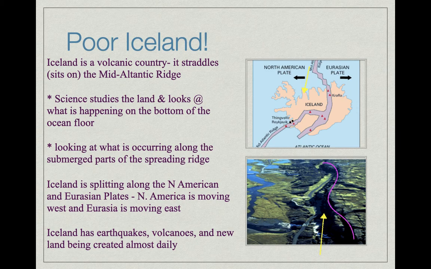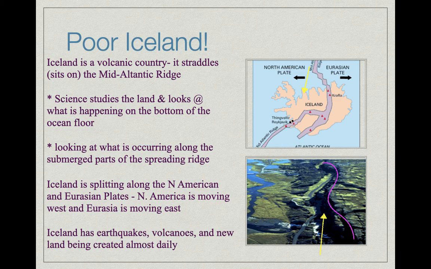After the two dots, where it says Iceland is splitting along the North American and the Eurasian plate. So North America is moving west and the Eurasian plate is moving east, so they're pulling apart. Iceland has earthquakes and volcanoes almost daily, so they either have some kind of little volcanic sputterings from the volcanoes, or they have some kind of earthquake that occurs.